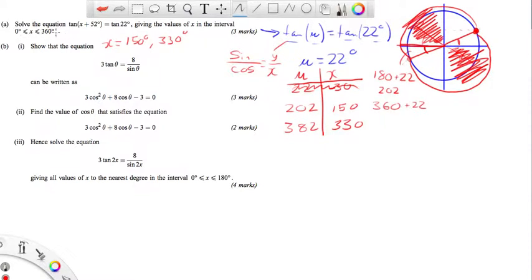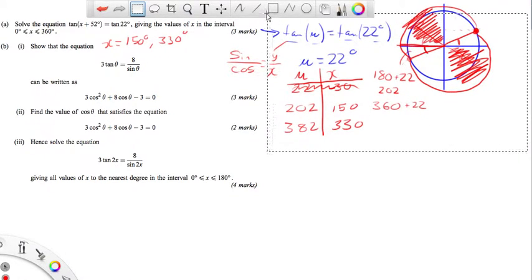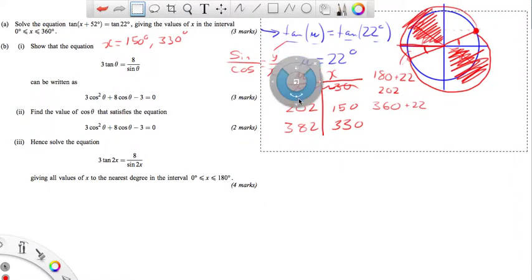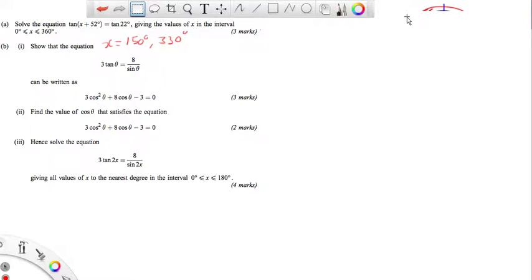And that's why they limit it here, because if we didn't have a specific domain, we would just keep going on and on and on for infinity. So that's the first part in solving the trigonometric equation there. I'm going to clear some space here so we can look at number 2.